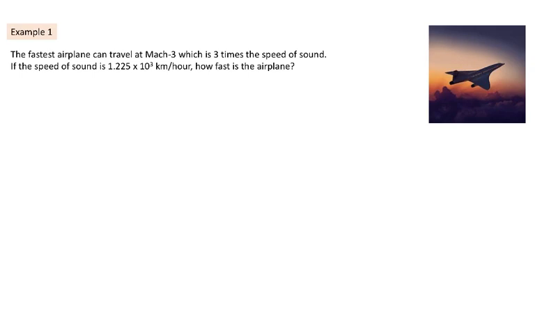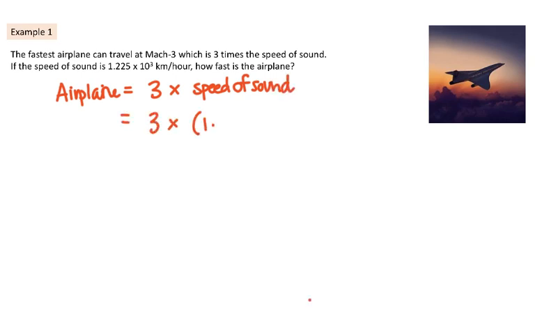So let's first write what we know. The airplane speed is 3 times the speed of sound, and then it does tell us what the speed of sound is. Okay, so that's going to be 3 times 1.225 times 10 to the power 3 kilometers per hour.